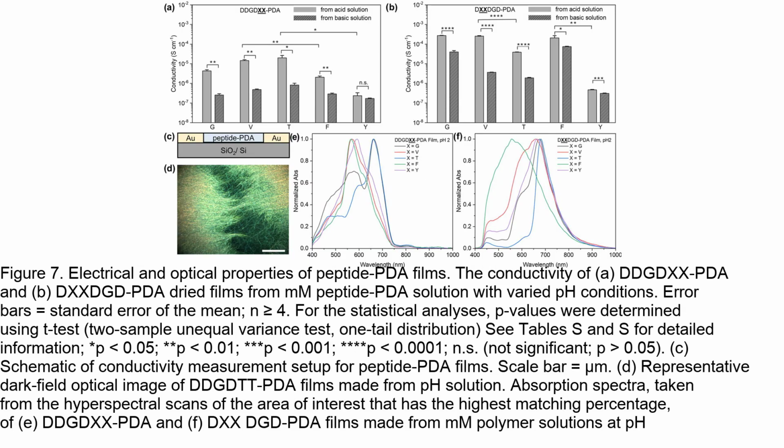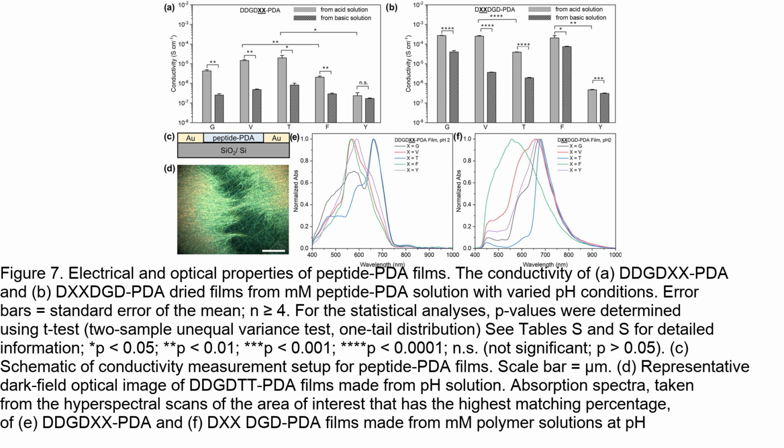Figure 7 of the paper shows the electrical and optical properties of peptide PDA films. The conductivity of the films, which were made from 1 peptide PDA solutions at different pH conditions, was measured using 2 probe conductivity measurements. The results showed that the conductivity of the films varied depending on the peptide sequence.